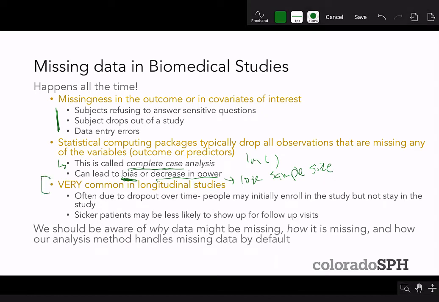And missing data is very common in longitudinal studies, especially at later time points in the study. And this is often due to dropout over time, where people initially enroll in the study but don't stay in the study for a host of reasons, including what I mentioned before, where sicker patients may be less likely to show up for follow-up visits. And as a whole, we should always be aware of why data might be missing in our study, how it is missing, and how our analysis method handles missing data by default.